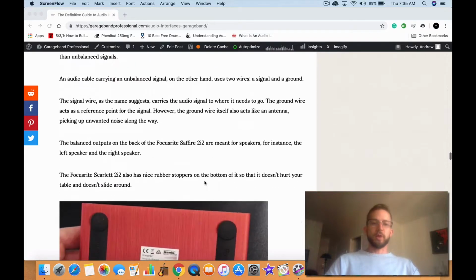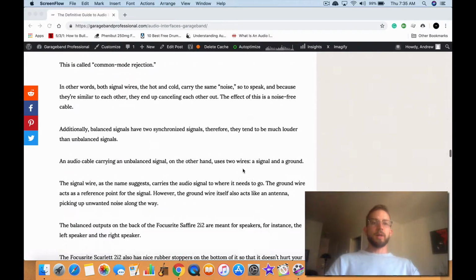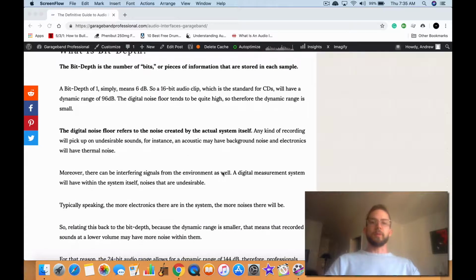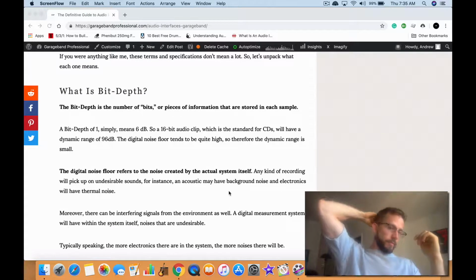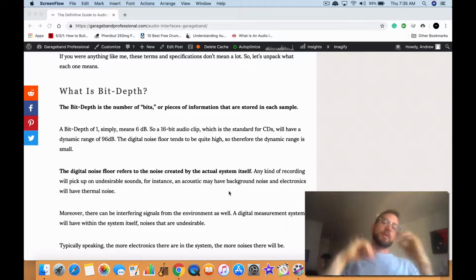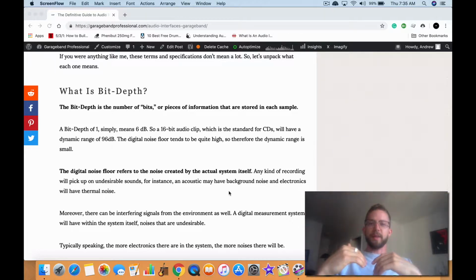And what's another thing that we can talk about here? I guess we could talk about bit depth a little bit. A lot of these concepts are pretty difficult. But bit depth is the number of bits, the pieces of information that are stored in each sample.